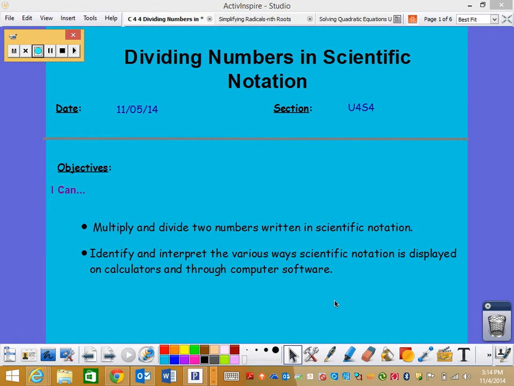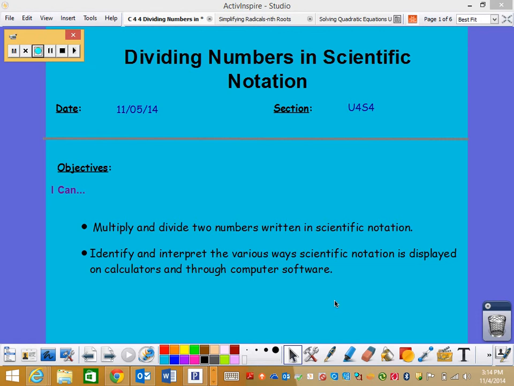So today we're going to do notes a little bit differently since I'm not here. We're on page 12 in your note packet. You should all have your note packets out and be turned to page 12. This is unit 4.4, which is dividing numbers in scientific notation.